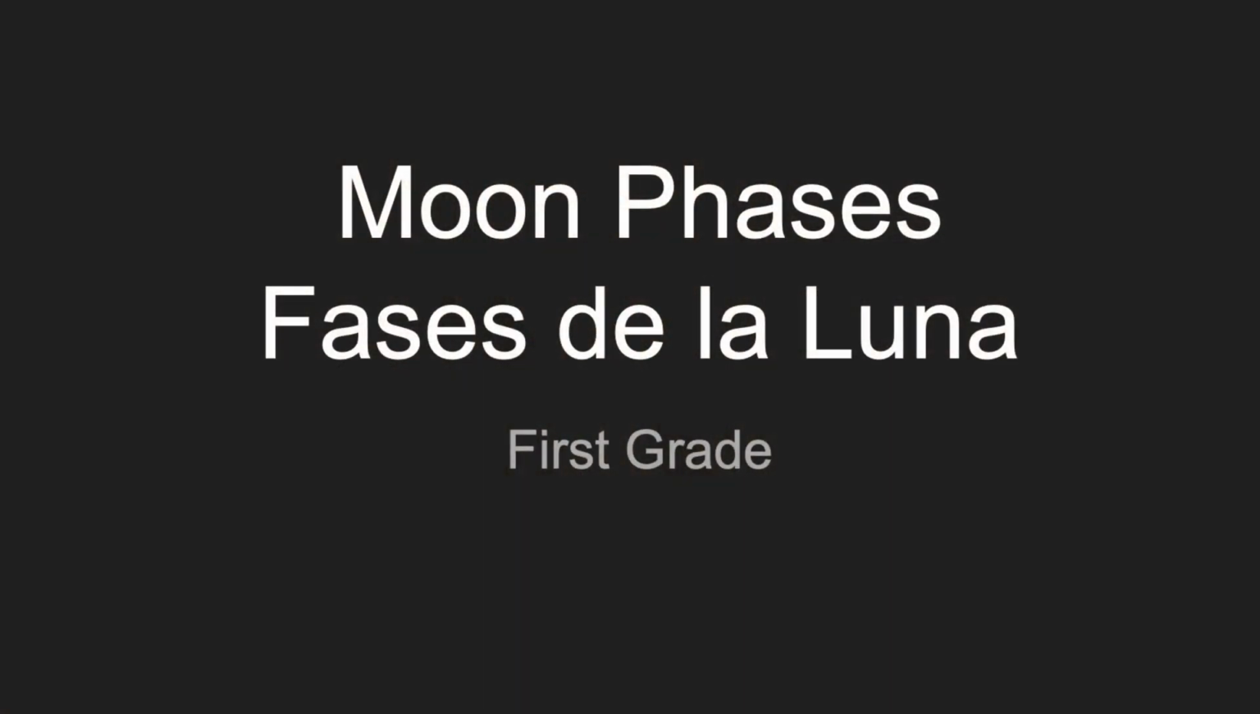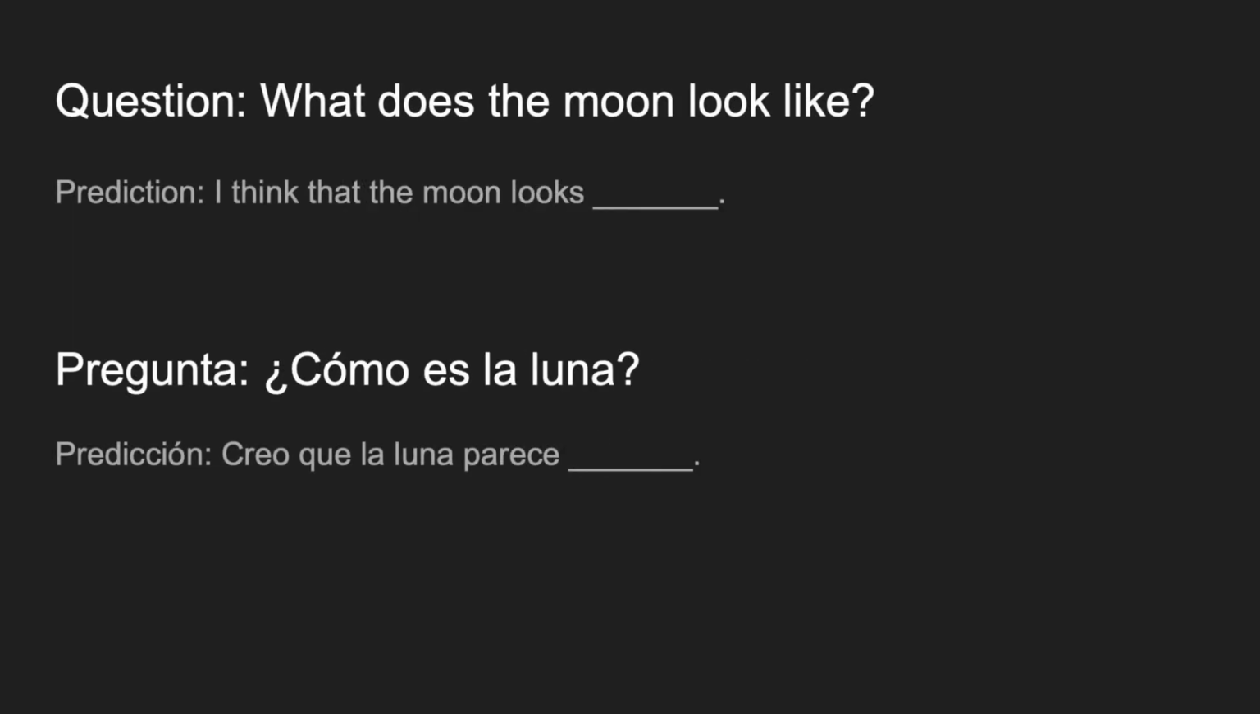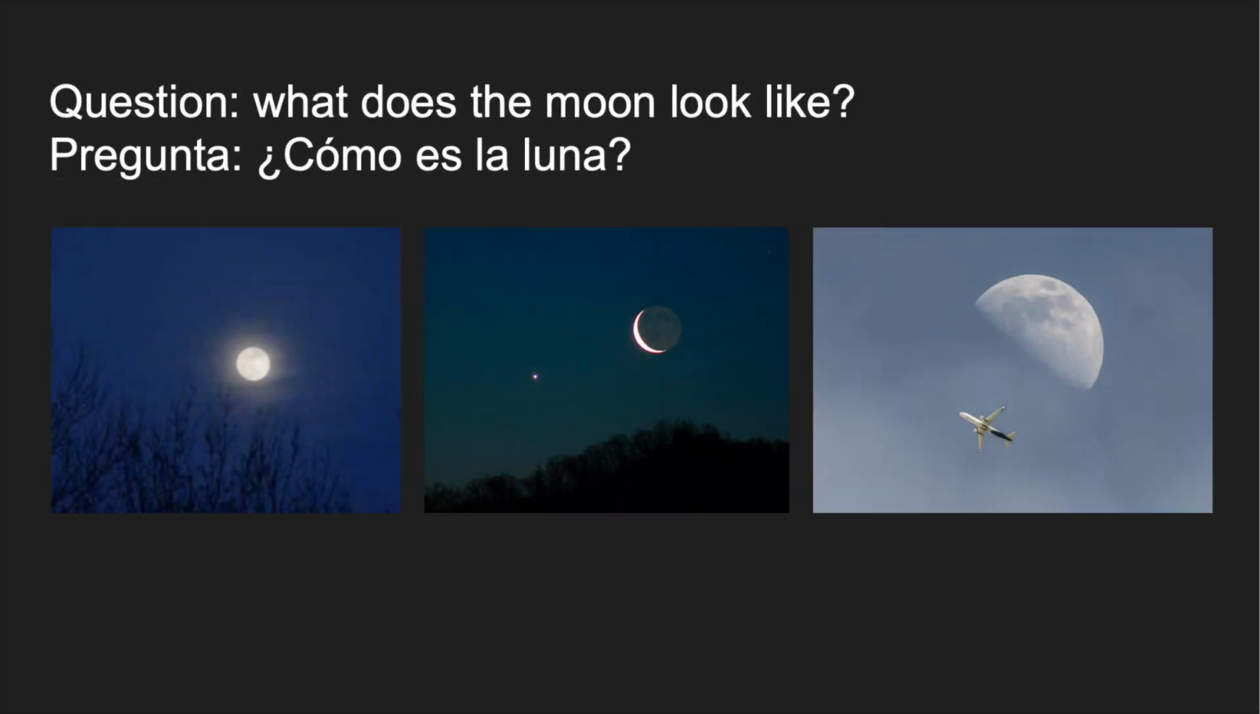Today we're going to be learning about the phases of the moon. Based on what you remember from going outside in the past, what does the moon look like? Remember to use the sentence starter on the screen. Maybe you said it looks like a full circle in the sky. Maybe you said it looks like a little sliver. Maybe you said it looks like half a circle. All of those are correct answers.